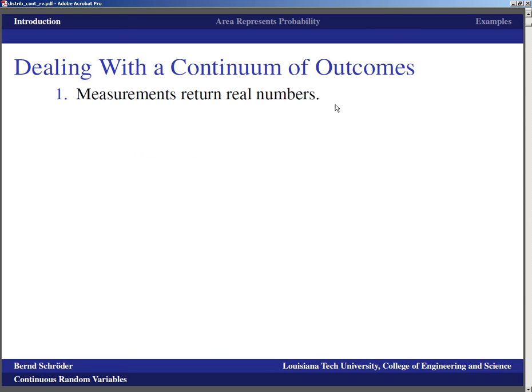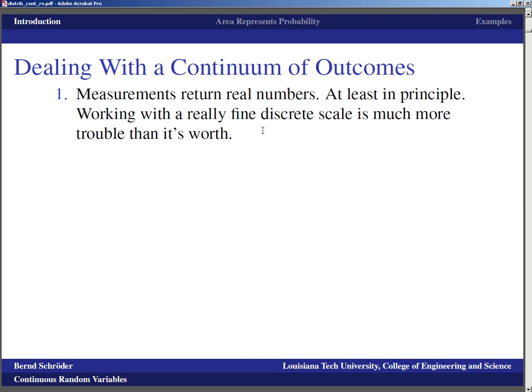Scientific measurements return real numbers. Real numbers are part of a continuum of numbers. They are no longer really viewed as discrete entities, even though we measure single numbers. And, well, measurements return real numbers, at least in principle. I mean, technically, we could say, yeah, quantum mechanics and all those things, everything is discrete. But basically, working with an extremely fine, discrete scale is so much more trouble than it's worth because the models would get so complicated and the numbers would get so big that continuous modeling will remain with us, probably will remain with humanity until the end of science or so.